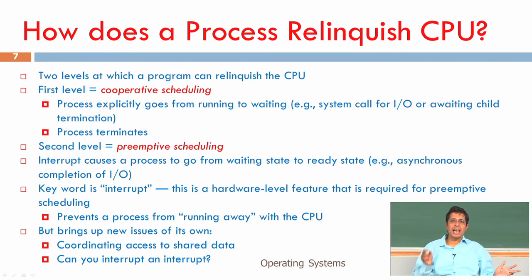So, preemptive scheduling actually avoids what we call starvation of a process. That is, a process will not wait for long for getting into the CPU. So a preemptive scheduling algorithm can basically help processes get access to the CPU within a reasonable amount of time. Now when we talk about preemptive scheduling, it brings up new issues of its own, like coordinating access to shared data and whether you can interrupt an interrupt, etc. So these are some questions that are coming up, which we will answer in the subsequent lectures.